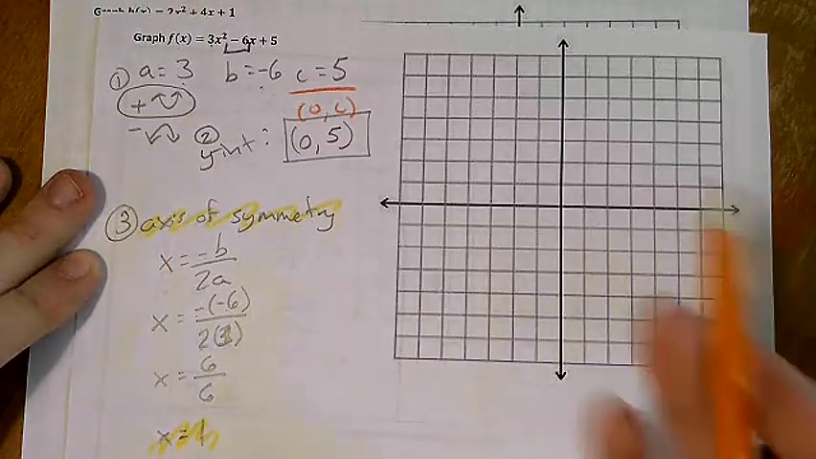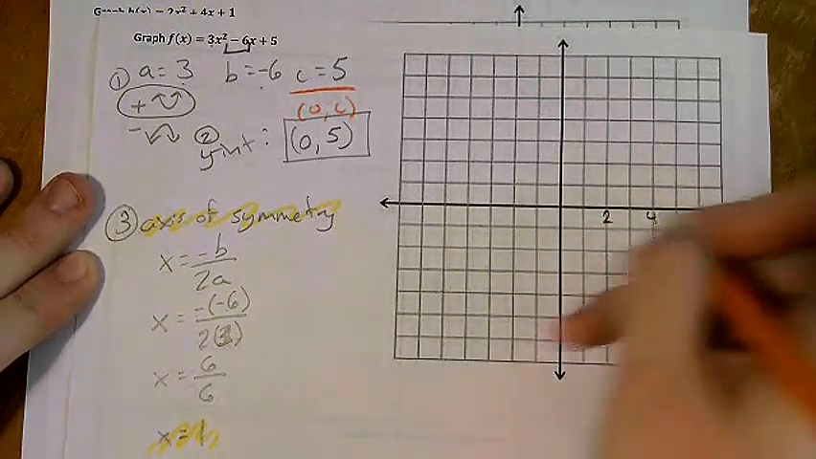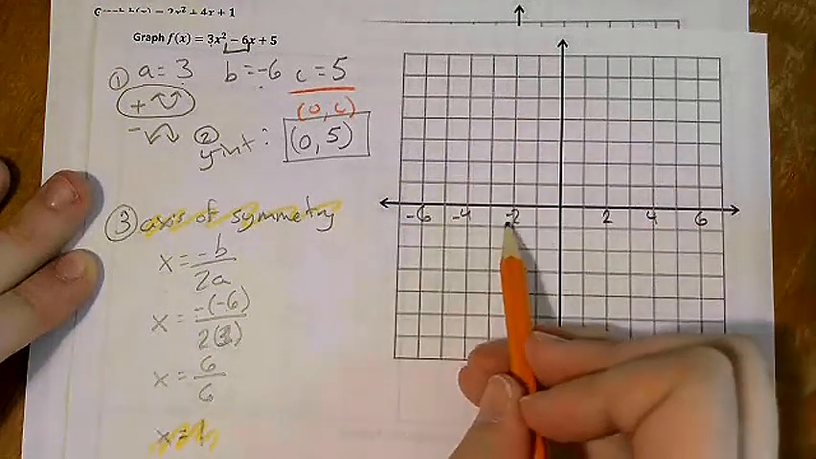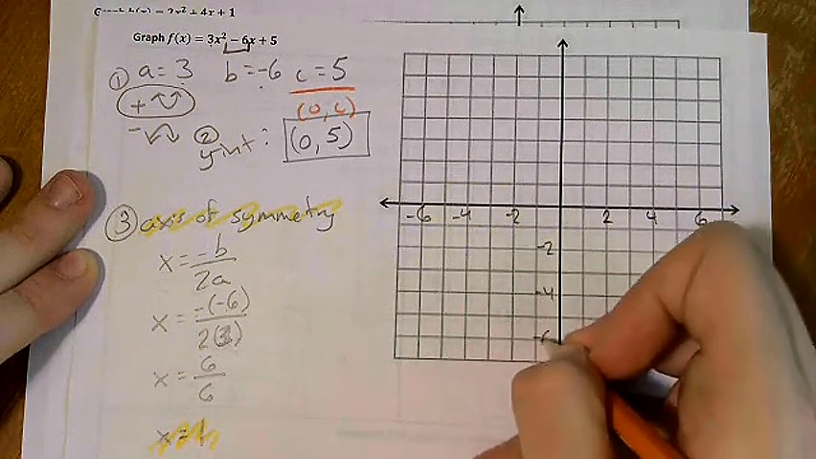So when I look at my graph here, I haven't done a scale yet. I'm going to count by 2, so 2, 4, 6, negative 2, negative 4, negative 6. So really each block is worth 1. I just don't want to have too many numbers on here. It gets really crowded that way.